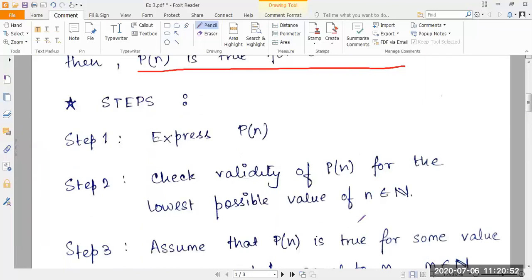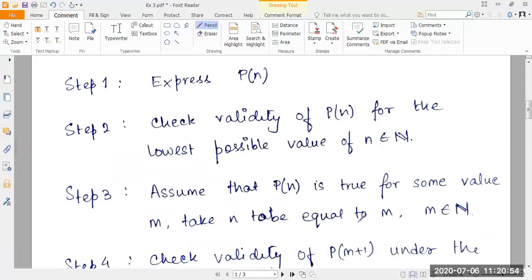So let's just have a slight revision for the steps that we need to follow when we solve a particular sum. The first step that we need to do is express the question or the statement that we have in terms of Pn. We'll have an example session right after this, so you'll understand it better there. Whatever question is given or whatever statement is given, we need to express it in a mathematical statement form, and that is called Pn.